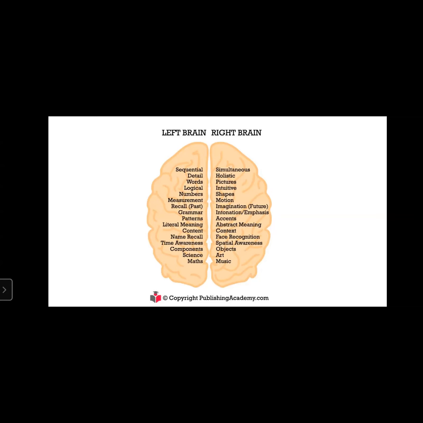The right-brain people are more simultaneous, holistic. They are picture driven. They really appreciate slides that are pictorial, descriptive pictures, and stories. They are intuitive. They're particular about shapes, motion, imagination, intonation, and emphasis. Accents get across to them. Abstract meaning, context, face recognition, spatial awareness, objects, art, music.